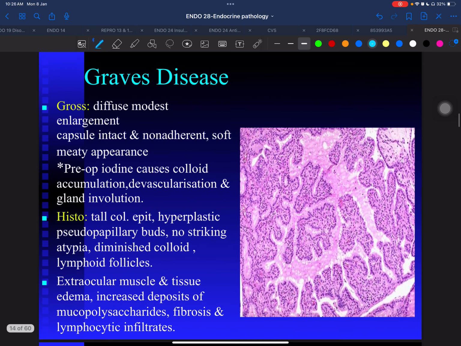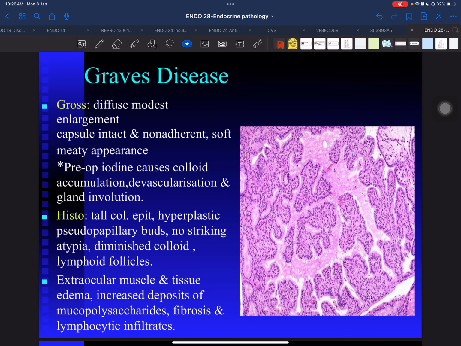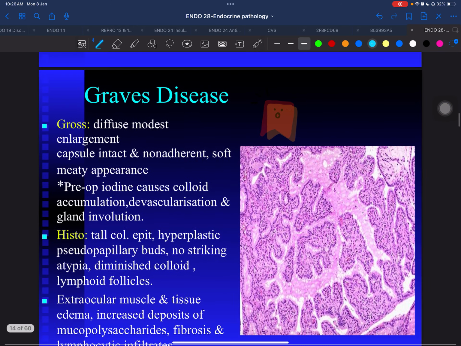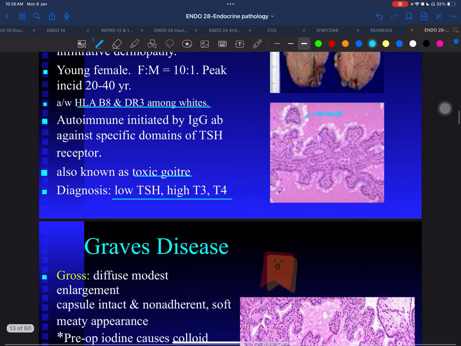The pink part here is colloid. Suddenly here it has holes, right? That is what we call scalloping of the colloid, with hyperplasia of the thyroid follicular epithelium. Then you can see the papillomatous structures with scalloping of the colloid.